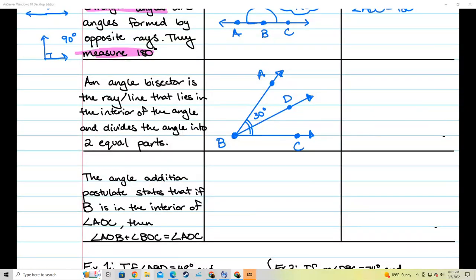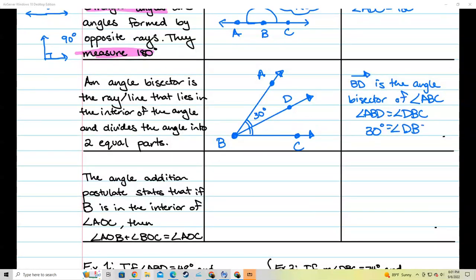Okay? So what can I say? I can say that ray BD is the angle bisector of angle ABC. And since angle ABD is equal to angle DBC, then I know that angle ABD was 30 degrees, which makes angle DBC 30 degrees.